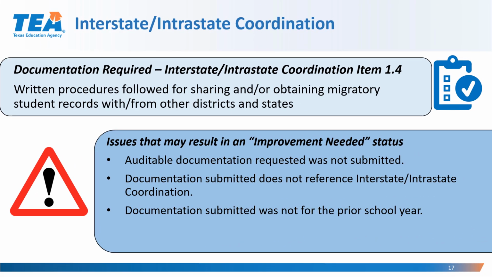Issues that may result in an improvement needed status for 1.4 are the following. Audible documentation requested was not submitted. The documentation submitted doesn't reference interstate or intrastate coordination. In this section, it's really important that when districts submit their written procedures, there is clear evidence of the steps that MEP staff need to follow when it comes to responding or requesting either move notifications or data requests, or the documentation submitted was not for the prior school year.